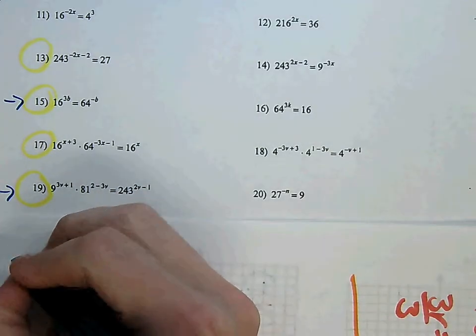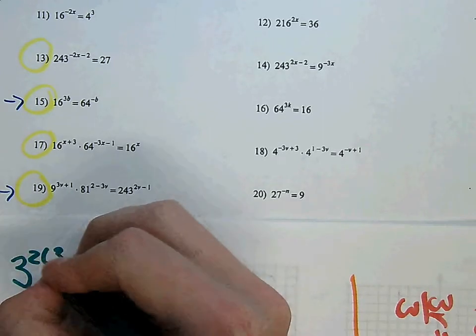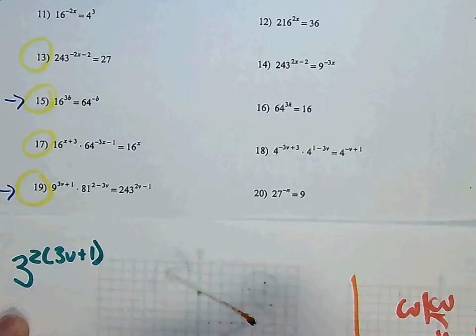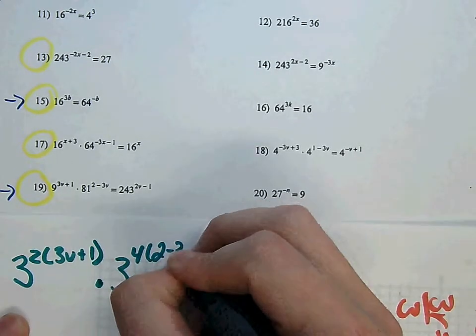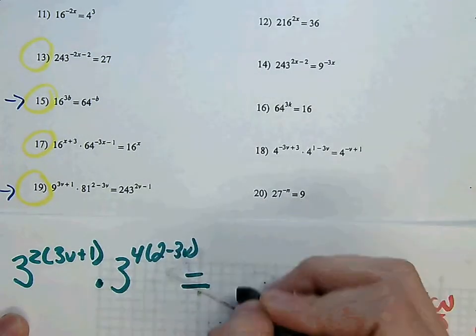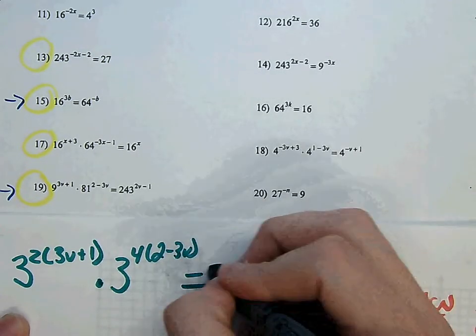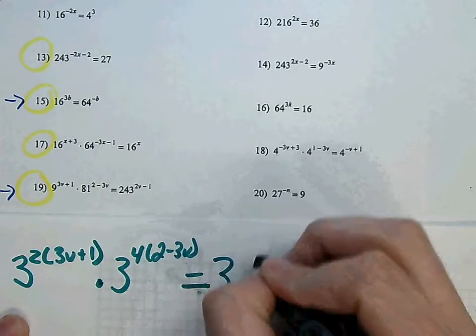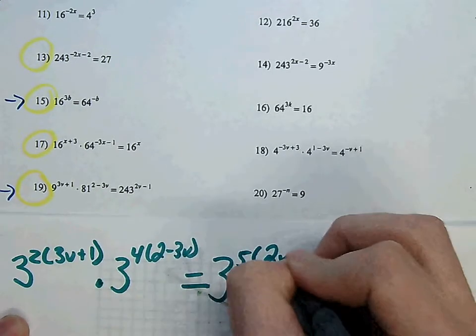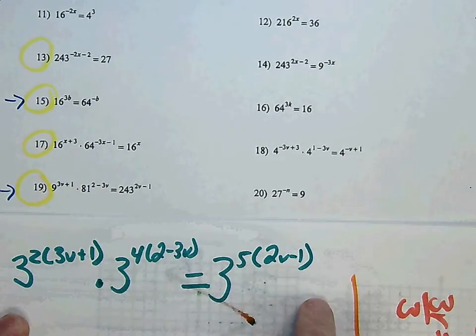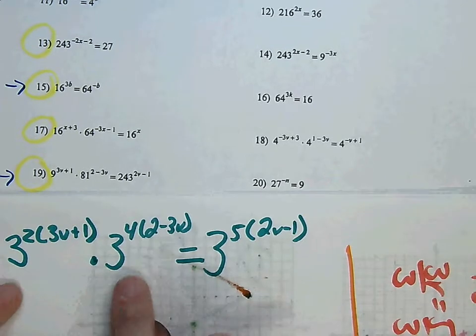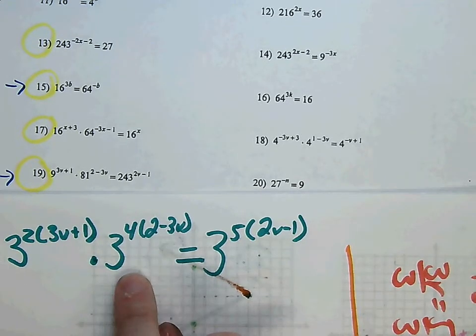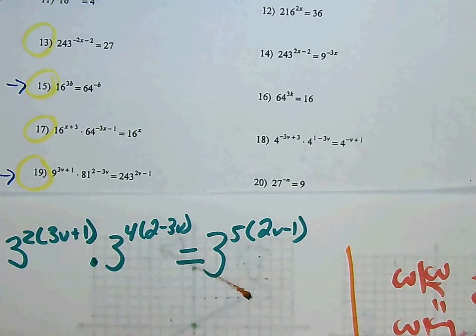So I'm going to rewrite the first one as 3 squared, original exponent in parentheses, times 3 to the 4th, original exponent in parentheses, equals 343 is 3 to what power? 3 to the 5th, to the 2v minus 1. Again, all of my originals are in parentheses. Now, before I can drop that base, I have to have only one base. If you think about it, it is true. You can have different things going on in it, but you have one base.